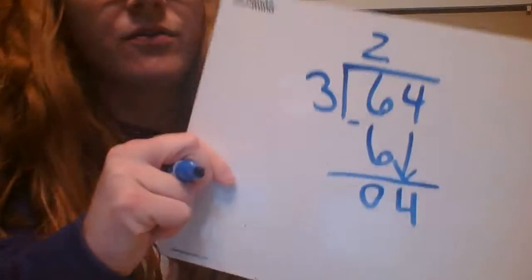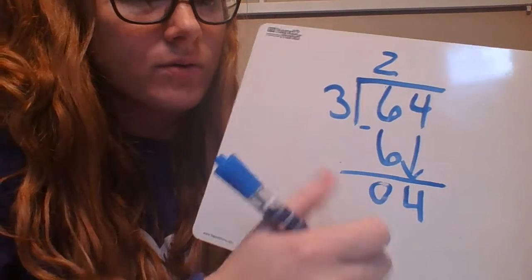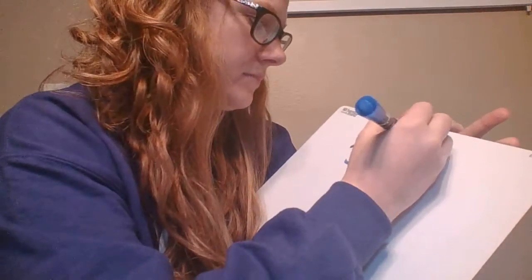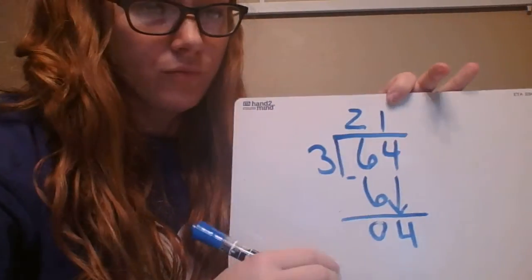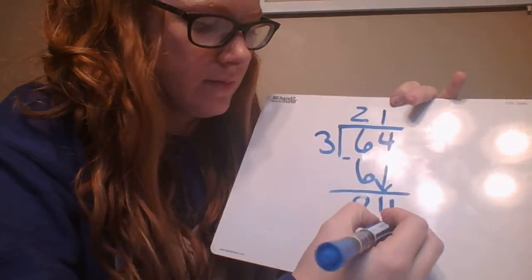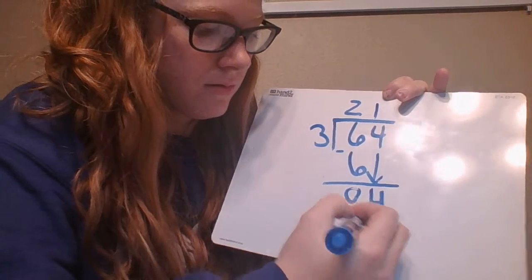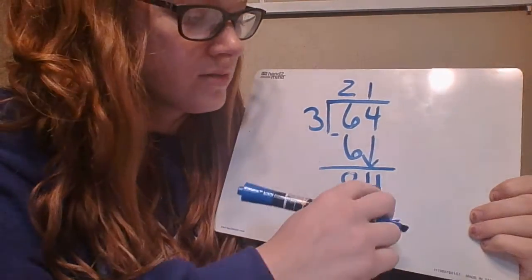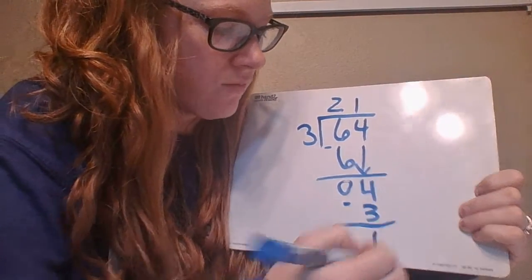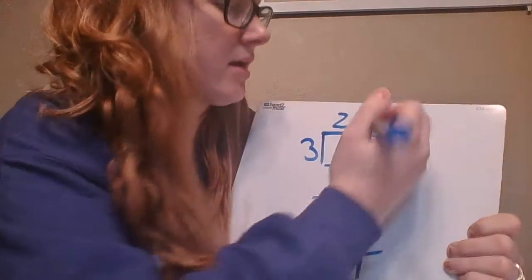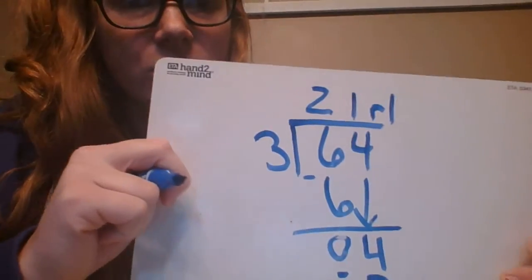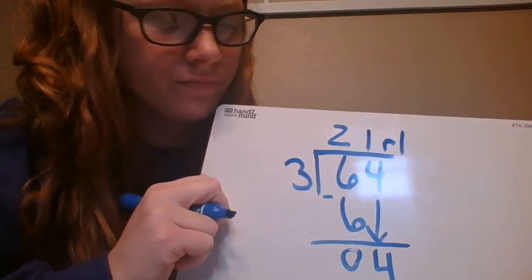Now I ask myself, how many times can 3 go into 4? 3 can go into 4 one time. 1 times 3 is 3. Now I subtract. 4 minus 3 is 1. If I have nothing else to bring down, then that is my remainder. So my answer is 21, remainder 1.